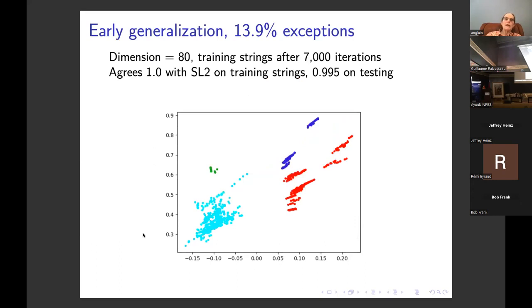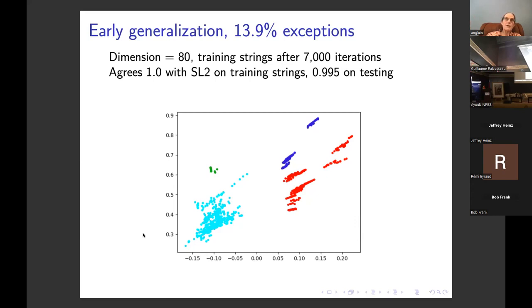We can look a little more at that phenomenon. And here is one of those models at dimension 80, looking at the scatter plot of training strings after just 7,000 iterations. So this is, you know, fairly early on in the learning of this language. This is a language which is SL2 with about 14% of the labels flipped in the training set. And at this point, the model actually agrees perfectly with the correct SL2 labels and generalizes pretty well, 99.5% on testing. So what's happened here is a kind of early generalization. What we see is the kind of dominant signal of SL2 has been taken up by the model to the point where its hypothesis at this point, if you extract it, you just get SL2.